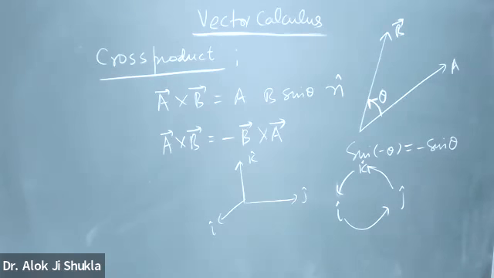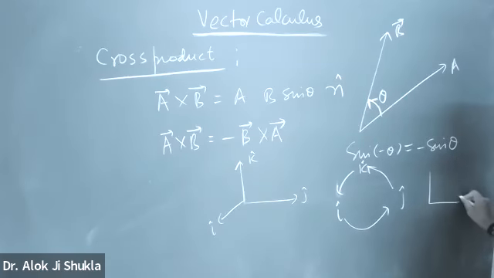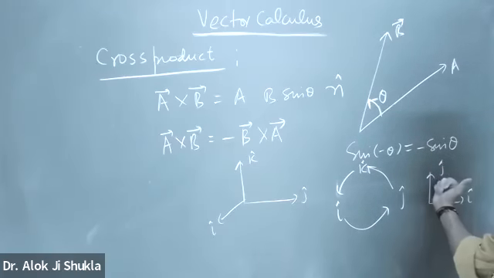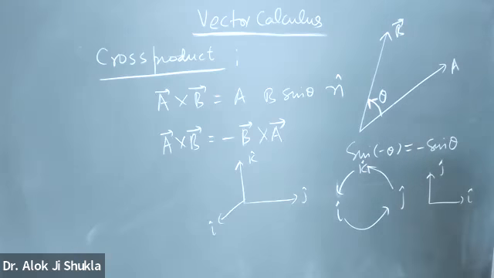Okay? So like if we have two vectors, I cap and J cap, get the direction I cross J, it will be K. J cross I, it will be minus K.